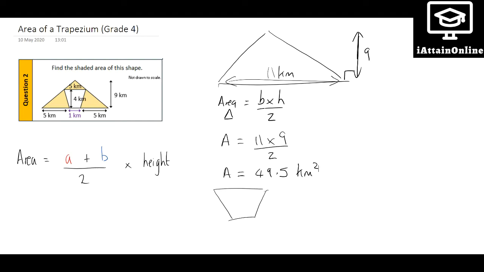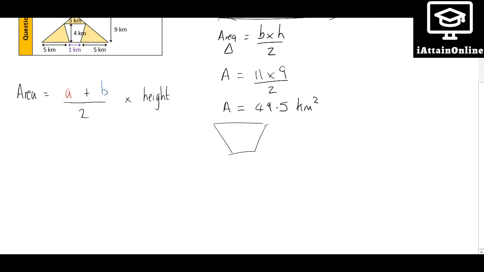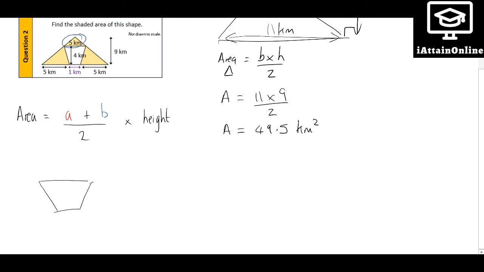So now I'm going to find the area of the trapezium. I'm just going to move this over here. There we go. Now be careful when you're picking out your measurements. That side is going to be 5 kilometers. And then this side is going to be 1 kilometer. And then the height of this trapezium is going to be 4 kilometers.